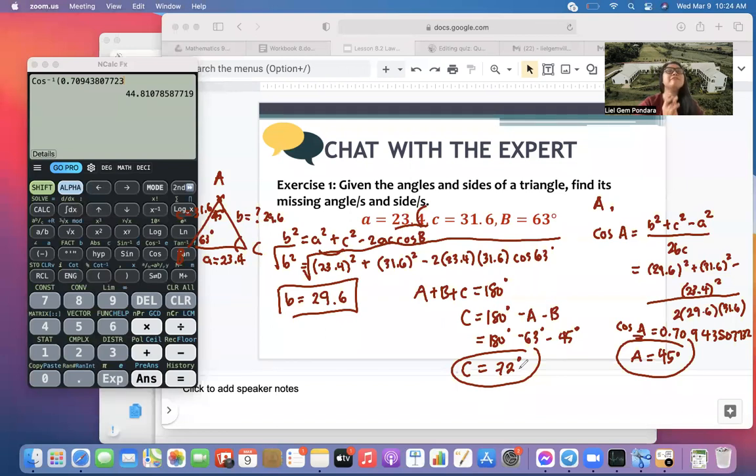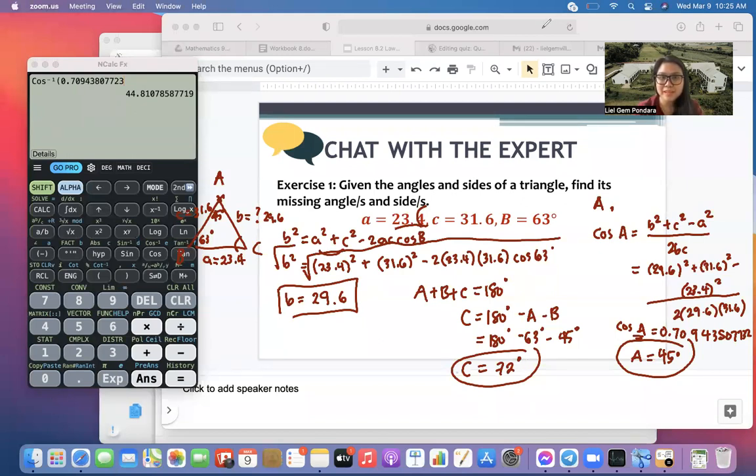Now again, first step in the law of cosines, complete the three sides. After completing the three sides, solve for one angle, then use the sum of the three angles to solve for the last angle.